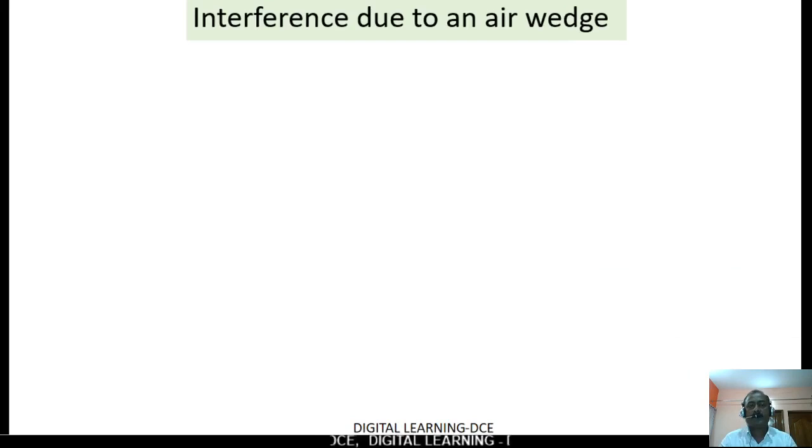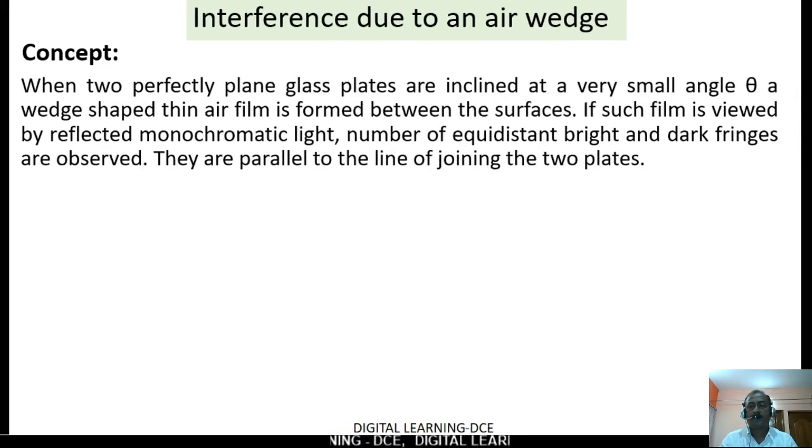Interference due to an air wedge. We have to understand the concept of an air wedge. When two perfectly plane glass plates are inclined at a very small angle theta, a wedge-shaped thin air film is formed between the surfaces.